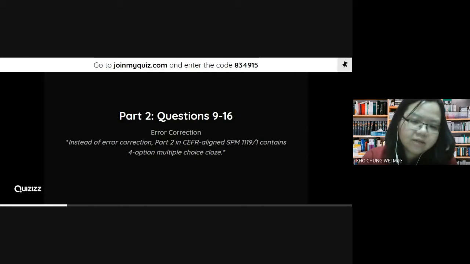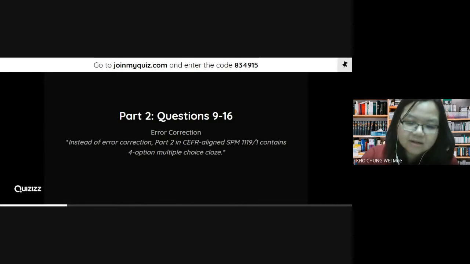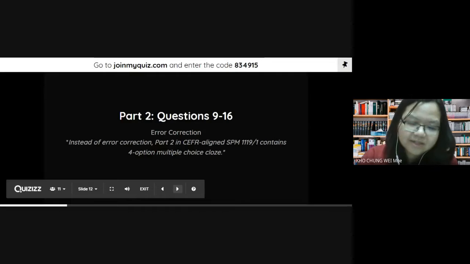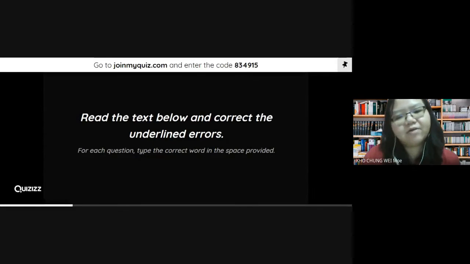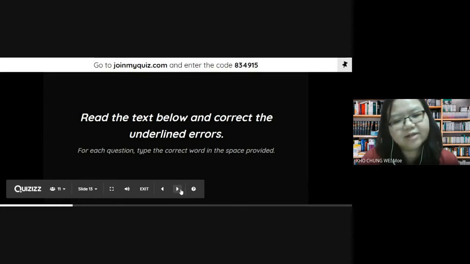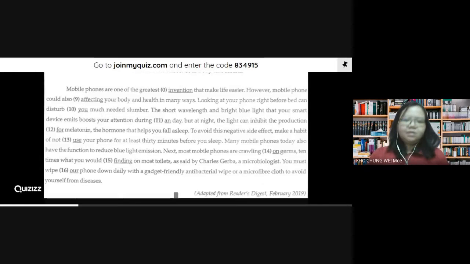Why? Because normally the choice of the word is not as easy as the one that you get for error correction. So basically this part tests you on your grammatical and lexical knowledge, but it's more like grammar knowledge because you're looking at errors here. So what you need to do is read the text and correct the underlined errors. For each question, type the correct word in the space provided. So I'm going to give you the whole text first. Take some time to read it.